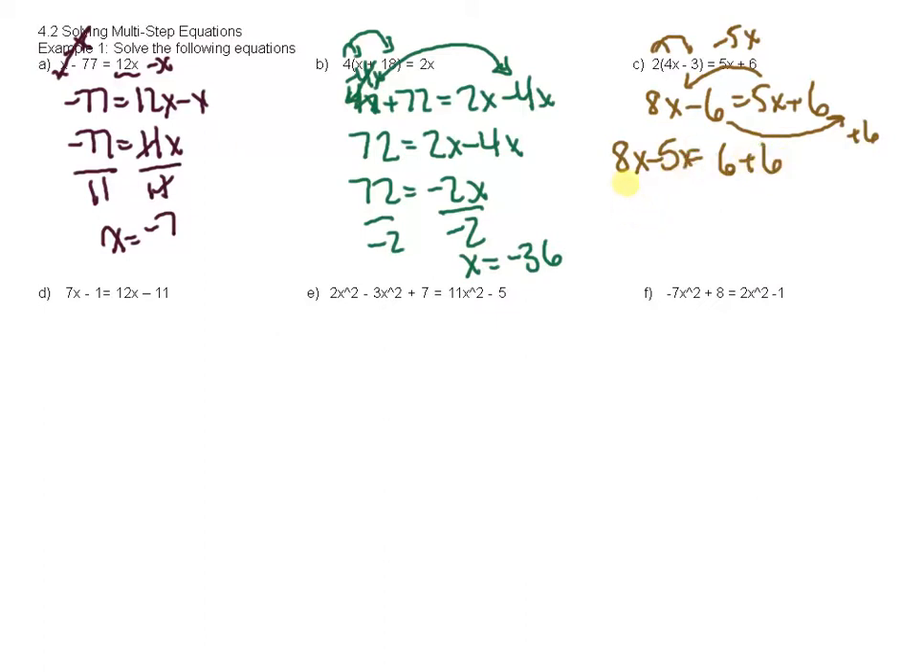Oh, I forgot the x. So we have 8x minus 5x equals 6 plus 6. Okay, subtract these. 3x equals 12, and then just divide them out. I get x equals 4.